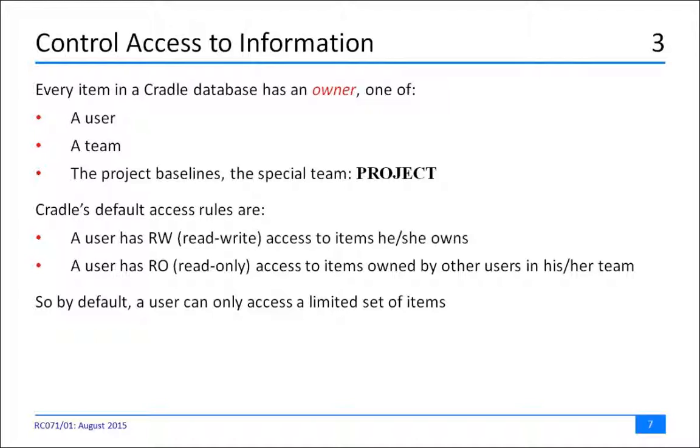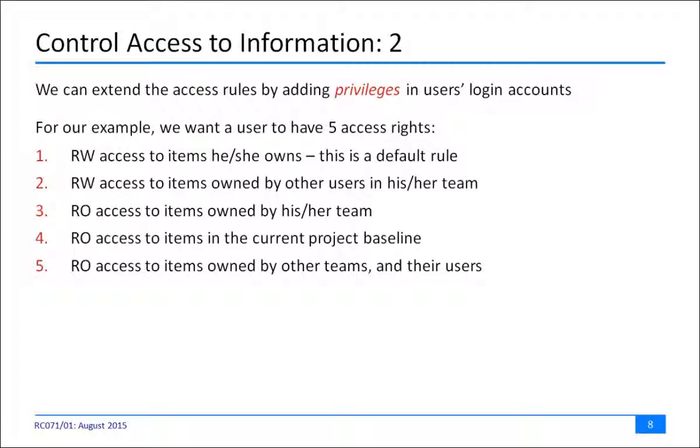This is deliberate, so that when defining a user's access rights, we are always adding to the default rights that Cradle provides. We can extend the access rules by adding privileges in users' login accounts. For our example, we want a user to have 5 access rights: RW access to items he or she owns, this is a default rule; RW access to items owned by other users in his or her team, RO access to items owned by his or her team, RO access to items in the current project baseline, and RO access to items owned by other teams, and their users.